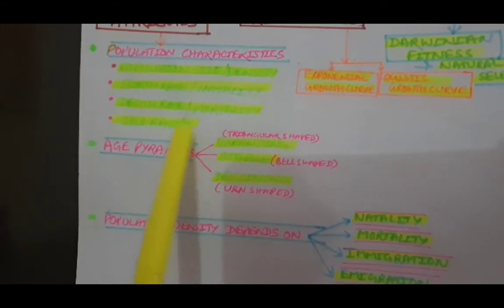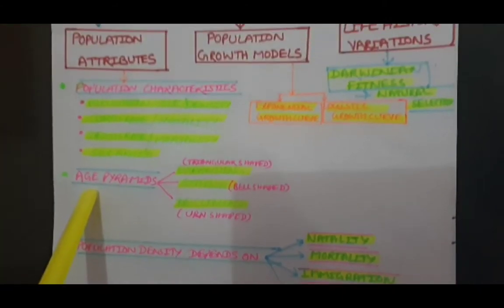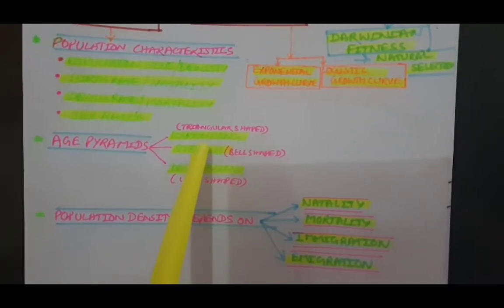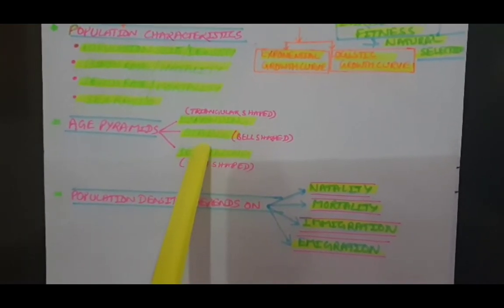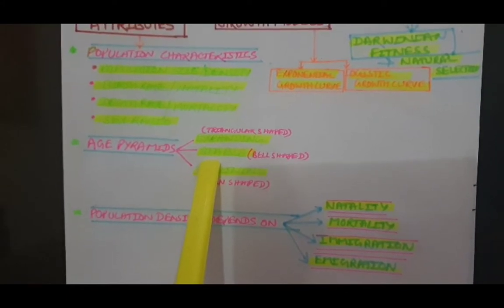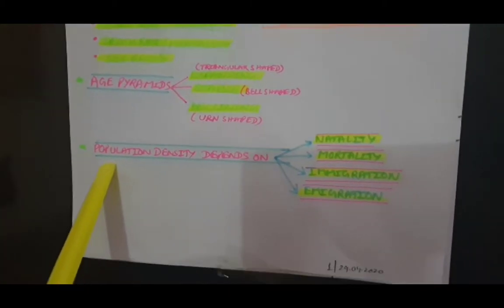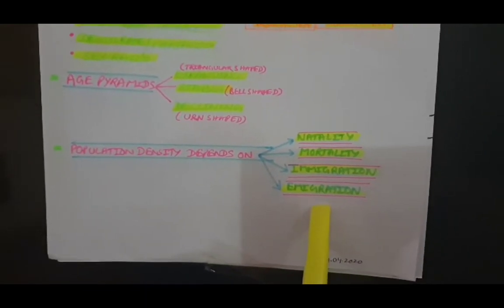mortality, and sex ratio. Side by side, in population dynamics, we will talk about age pyramids and three types of age pyramid. We will see triangular shaped, which is known as expanding, bell shaped, which is known as stable, and urn shaped, which is known as declining type of age pyramid. And population density depends on four main attributes: natality, mortality, immigration, and emigration.